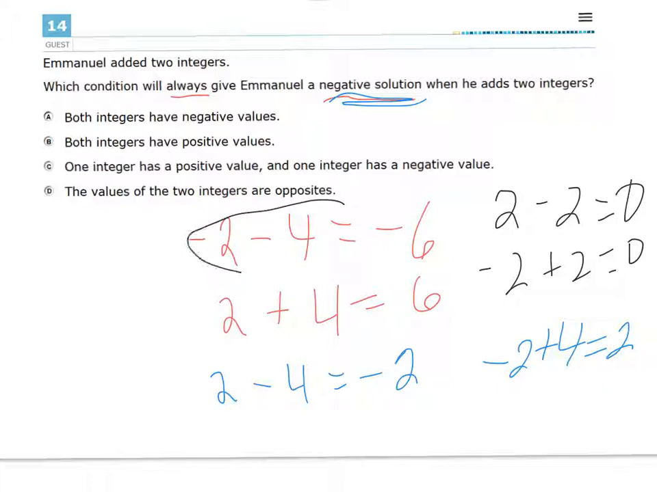So the only possible answer would be the one that we figured out for letter A. So letter A is our only answer.